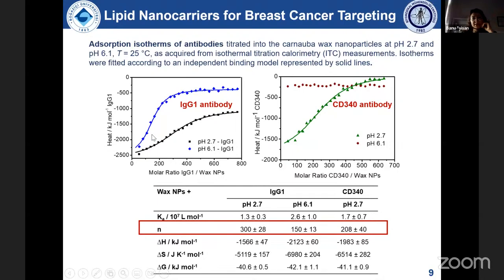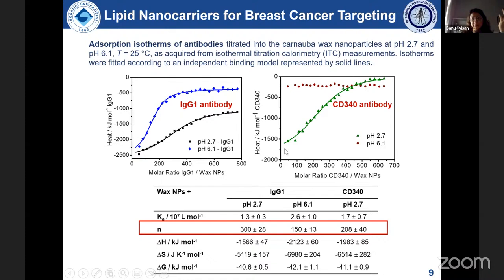And you are now seeing the results, the adsorption isotherm of antibodies to wax nanoparticles. This blue one is pH 6.1. We have done immunoglobulin antibody adsorption on the wax nanoparticles at pH 6.1 and pH 2.7. The black one is 2.7. And here, the green curve is the pH 2.7 adsorption condition of the HER2 antibody. As you can see, at 6.1, we couldn't have any adsorption.